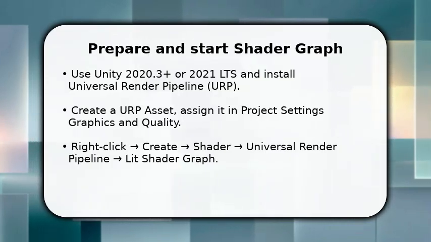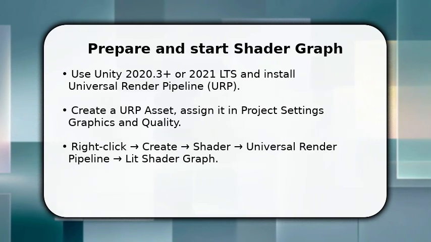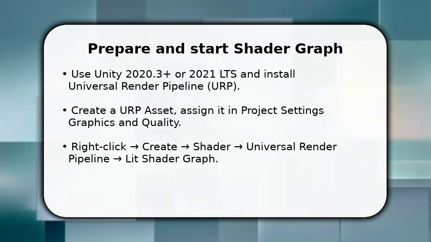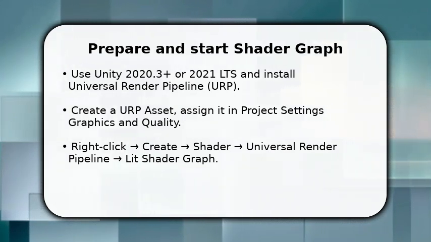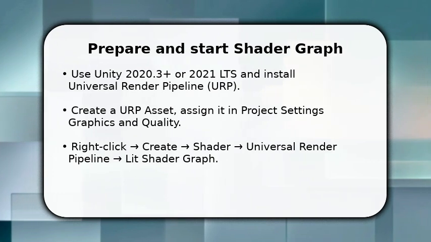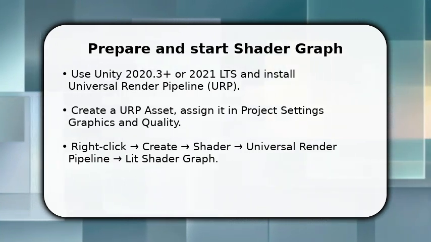You already have URP and the shader graph package installed. Now begin. Create a new lit shader graph asset in your project folder and name it clearly. Open it by double-clicking to enter the graph editor. Once inside, you'll see Master Node and Blackboard.